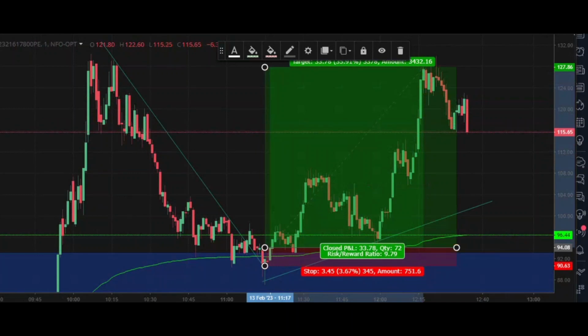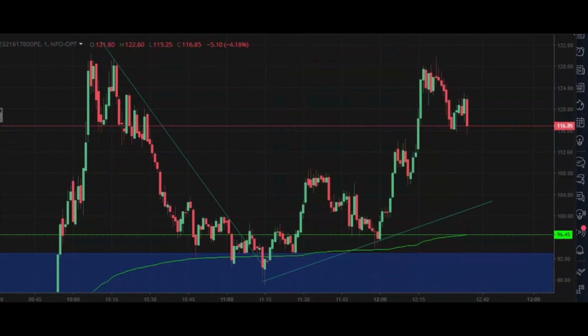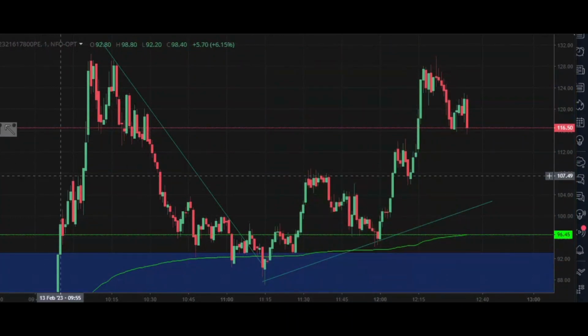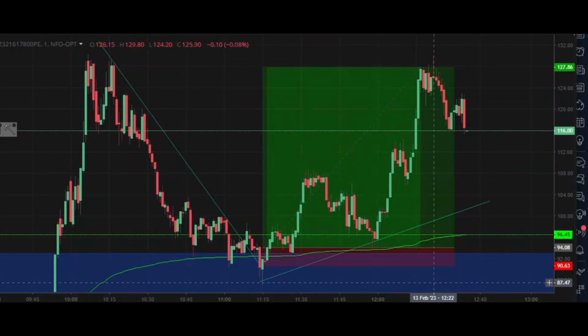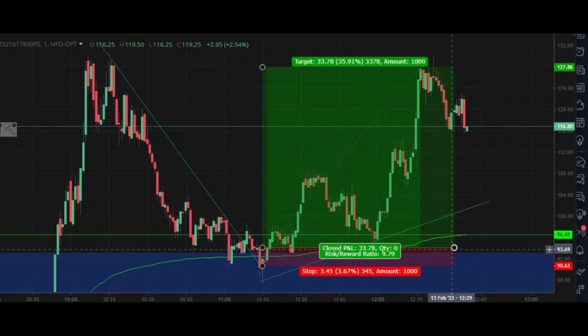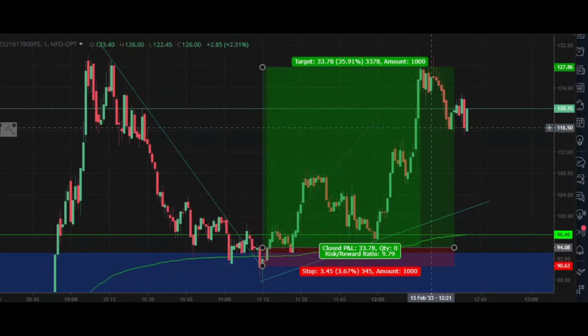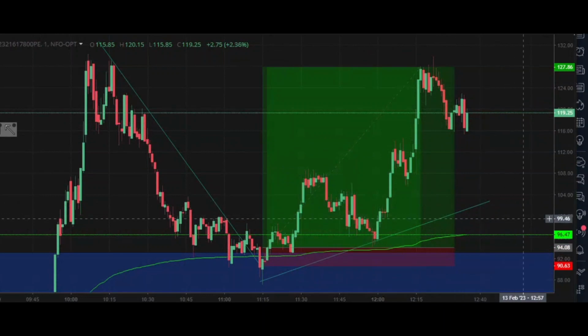And if you see the overall risk to reward, on this particular trade I took a risk of around 5 points. Though it shows 3 points here, I was assuming I'll take it up to 5. And then the profit is around 33 points. So you can see a risk to reward of almost 1:6. So it was a pretty good day, guys. And I'm done for the day. The market is becoming a little bit volatile now.